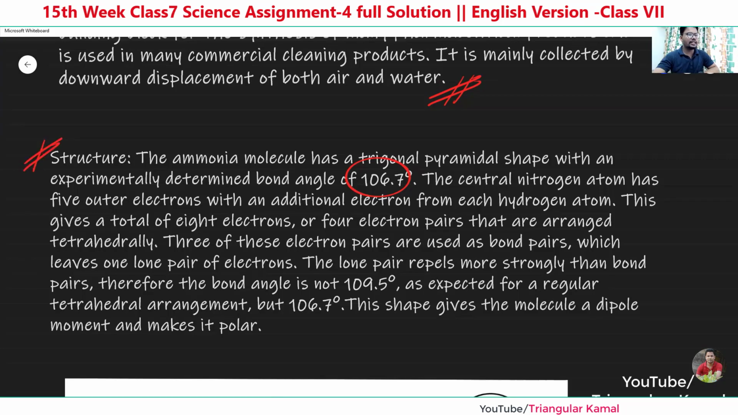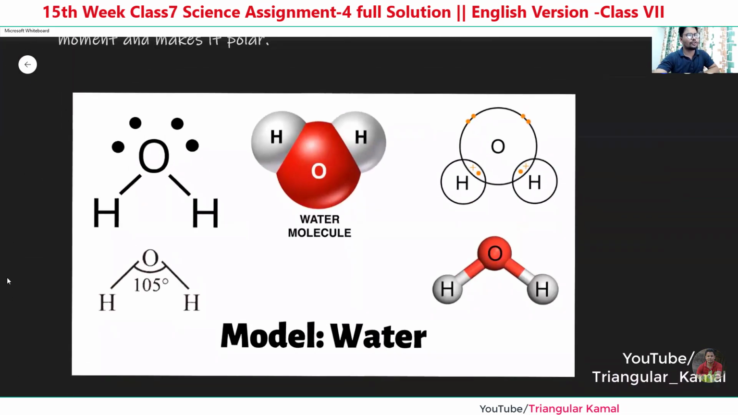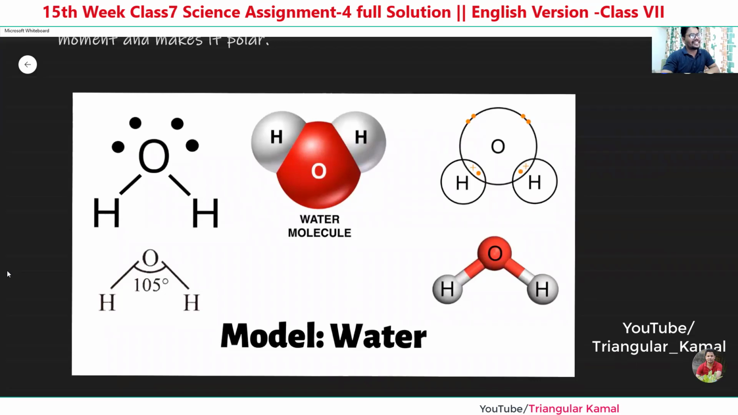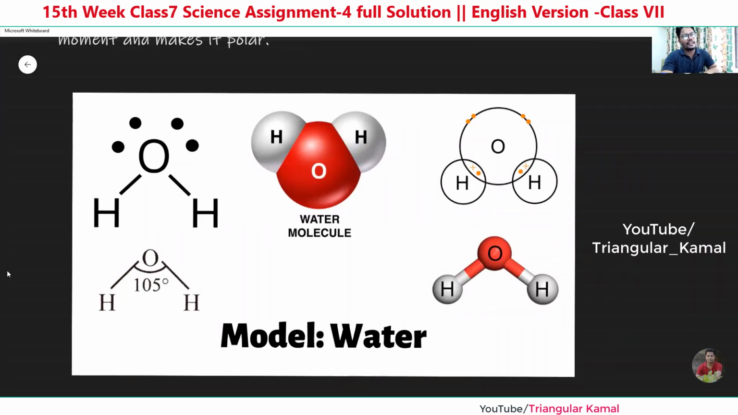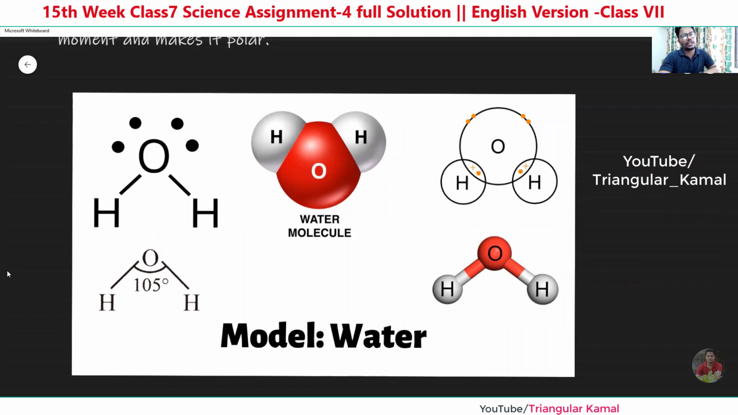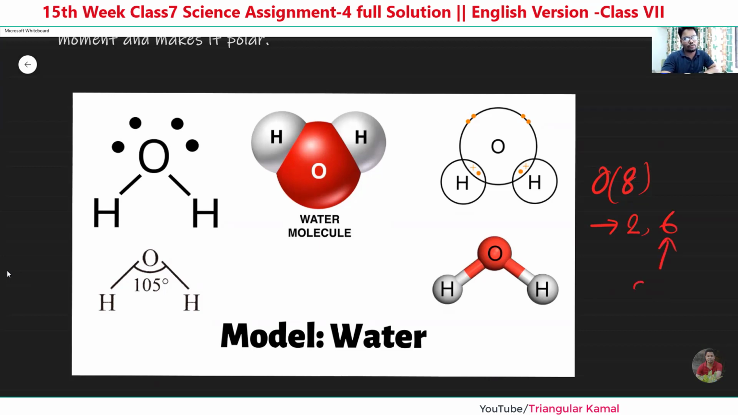So now the second model is for water. The model looks so nice. This is the oxygen, and on the 2 sides there are the 2 hydrogens. And oxygen, we know, has 8 in its atomic number. If we write here, the first orbit has 2 electrons and the second orbit has 6 electrons. With 6 electrons in the outer shell, it needs 2 more electrons to become 8.